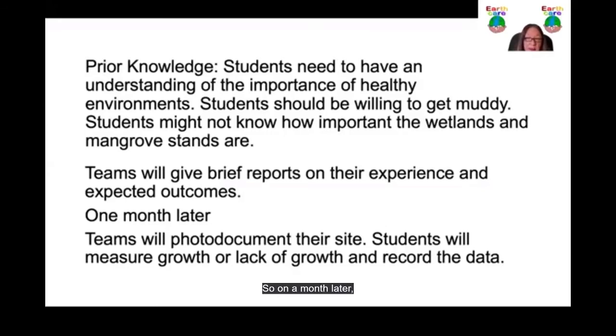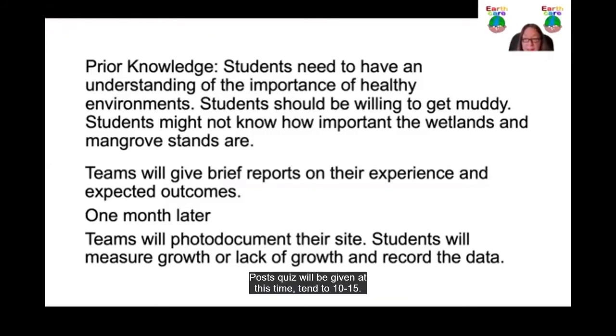So a month later, 9 to 9:15 teams will be transported back to the planting site. 9:15 to 9:30 teams will photo document their site. They'll measure the growth or lack of growth and record the data. 9:30 to 10 teams will tour the rest of the wetland and point out to the teacher the important notable aspects of the mangrove wetland. Post quiz will be given at this time.